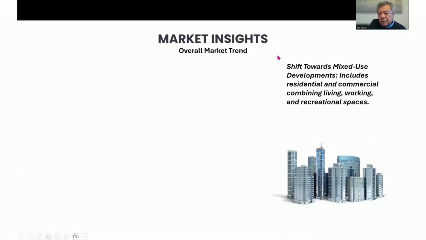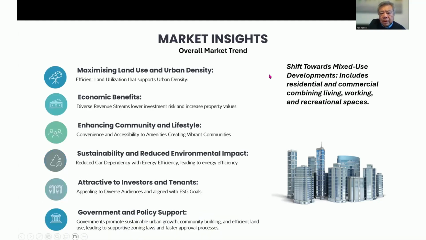I mentioned mixed-use developments, which is a mix between residential and commercial, because it combines living, working, and recreational areas all under one specific area. So what are the benefits of mixed use? It maximizes the land use and it enhances urban density. It's efficient use of land.